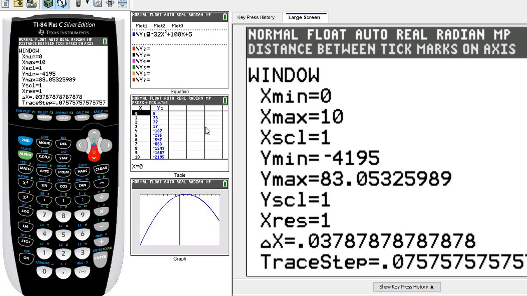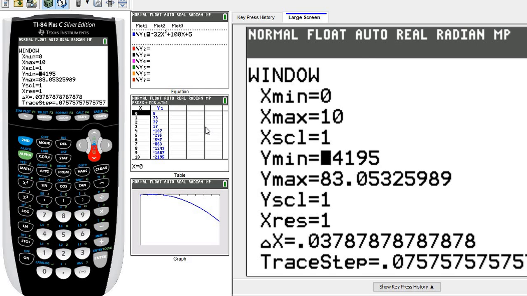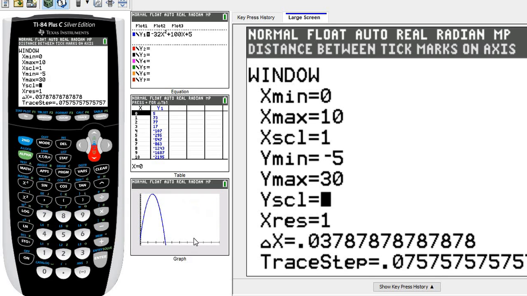This SCL stands for scale. Usually you take the max and divide it by 10, so that tells you how many tick marks it's going to put. So 10 divided by 10 would be 1, which is a good X scale. The Y minimum, the height is never going to be smaller than 0, but let's put negative 5 right here, because we do want to be able to see where it hits 0. You can't have a height below 0 unless the ball goes into the ground. And how high is it going to go? Let's just stick with 30 feet for now. If we need to change that, we can. Then I'm going to divide 30 by 10 to get the Y scale.